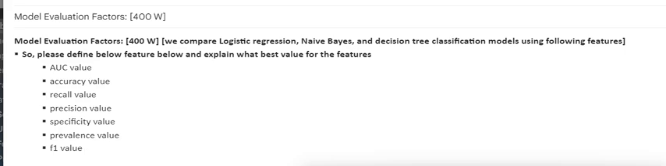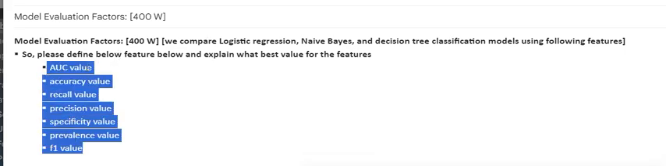Here, if you take the requirement, we are discussing three different models: logistic regression, naive Bayes, and decision tree. These three models are evaluated as a part of this work. To compare these three classification models, these are the values that should be evaluated.